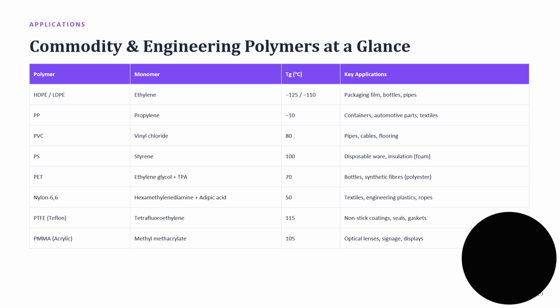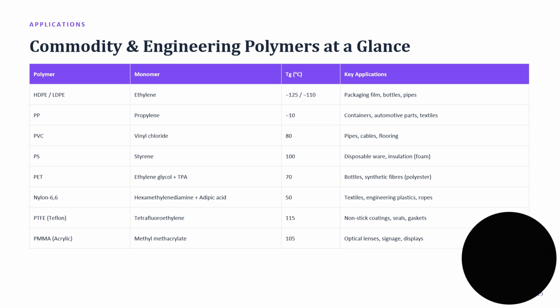Polyethylene, from ethylene, has a very low Tg, well below room temperature, which is exactly why it stays flexible even in cold conditions. Used in packaging films, bottles, and pipes. Polypropylene from propylene has a Tg around -10, used in containers and automotive parts. PVC from vinyl chloride has a Tg of 80, making it rigid at room temperature, and hence the need for a plasticizer, which we discussed earlier, to make it flexible.